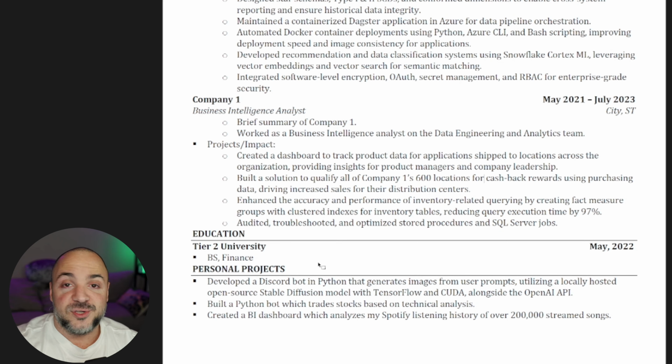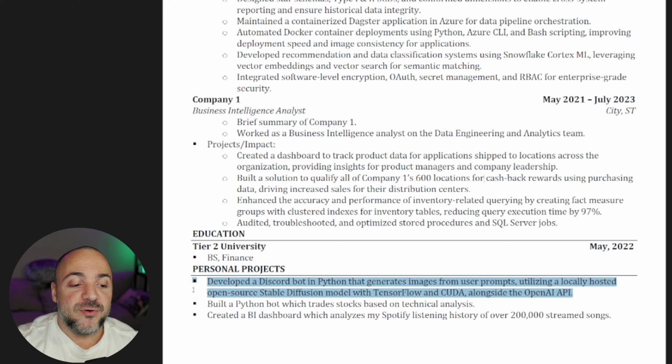Jumping down to projects, I love when people have projects on their resumes, and I think that all three of these projects are super cool, right? So the first one is developed a Discord bot in Python. It's able to generate images from prompts. It uses a local version of Stable Diffusion, and it has TensorFlow, works with CUDA, and alongside the OpenAI API.